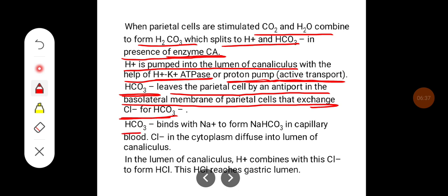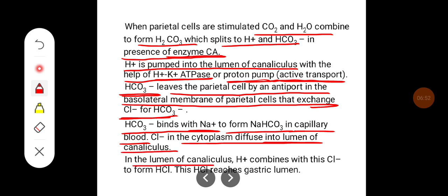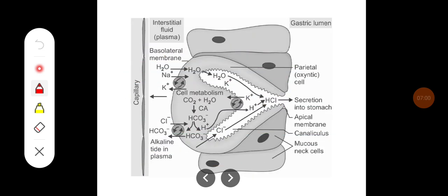ions. The bicarbonate ions bind with the sodium to form sodium bicarbonate in the capillary blood. The chloride in the cytoplasm diffuses into the lumen of canaliculus. In the lumen of canaliculus, the H plus combines with the chloride to form hydrochloric acid. This hydrochloric acid reaches the gastric lumen.